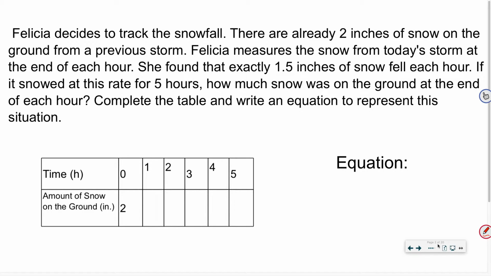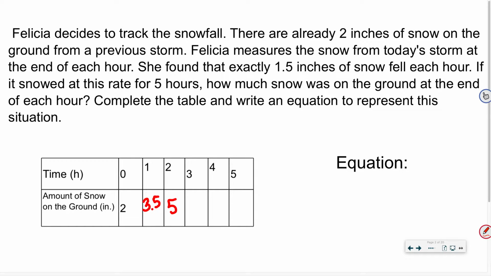At 1 hour, how much snow will be on the ground? Why 3.5 and not 1.5? Because we have 2 before the other storm even started. Exactly. Before this storm even started, I had 2 inches on the ground. So yes, 1.5 inches fell in the first hour, but that was added on to what was already there. So I have 3.5. How about hour 2?